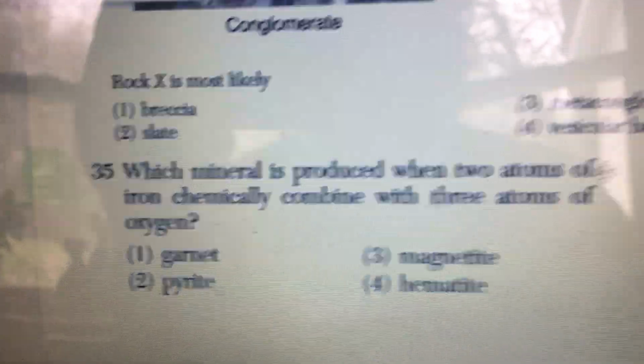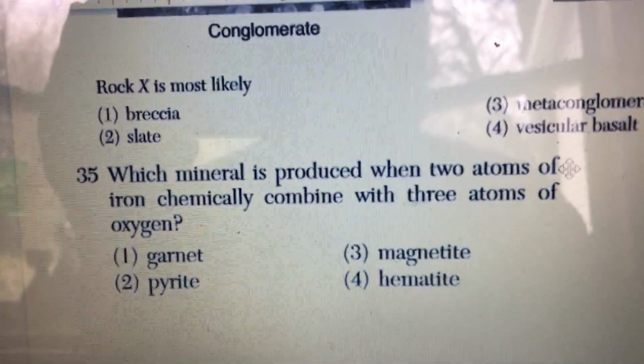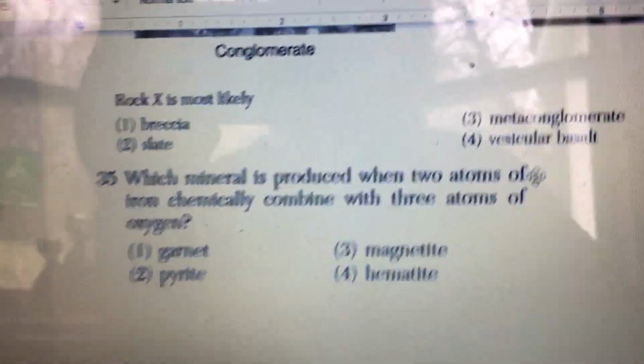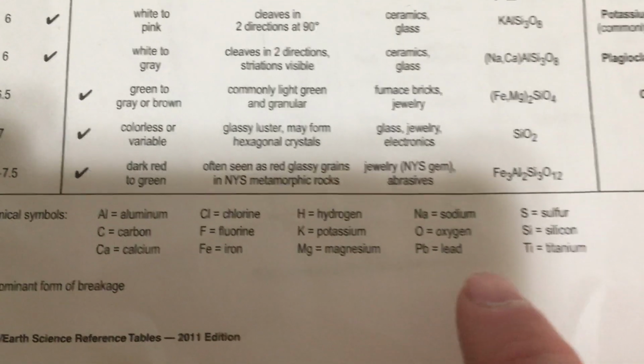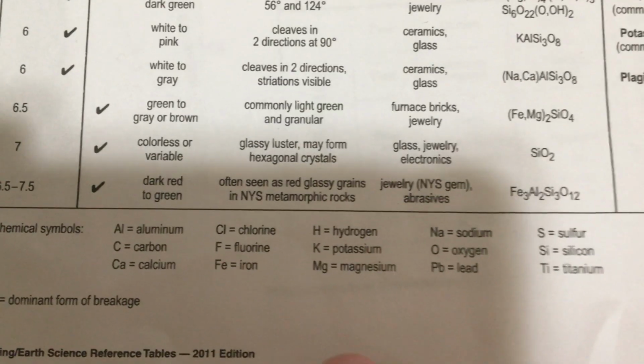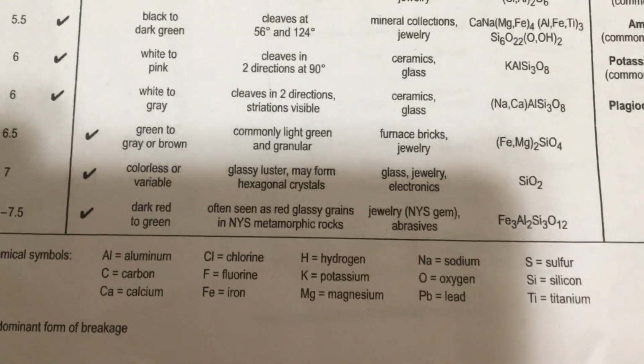All right, moving on. 35. Which mineral is produced when 2 atoms of iron chemically combine with 3 atoms of oxygen? Don't panic. It's all right down here. I'm on the minerals chart on the back. Iron and oxygen. Oxygen is O. Iron is Fe. Right there. So now let's just go through these things and find which one is that.